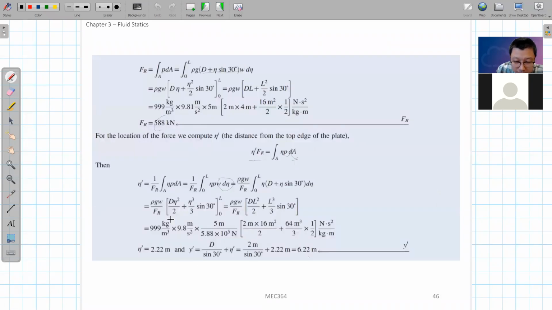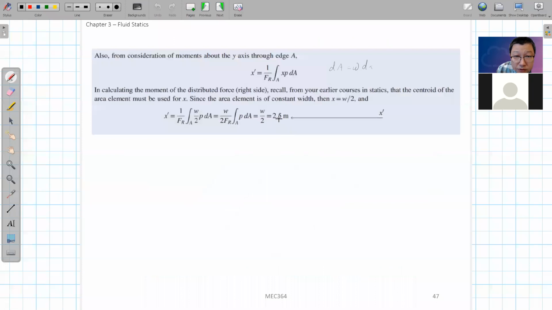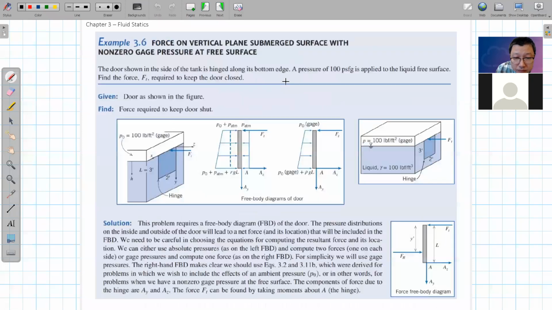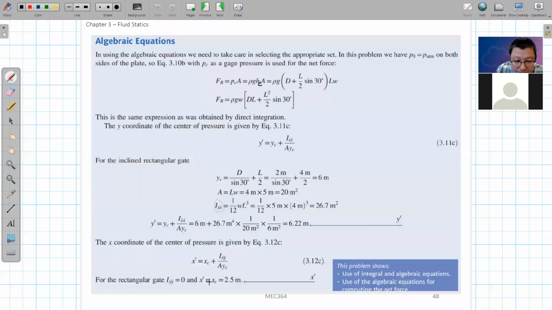So if you can calculate what the x prime will be, it is simply equal to xc. So in the x direction, x prime is simply equal to xc, you can get 2.5 meters. Now I have shown you that there are two ways to calculate this FR, this x prime, this y prime value.